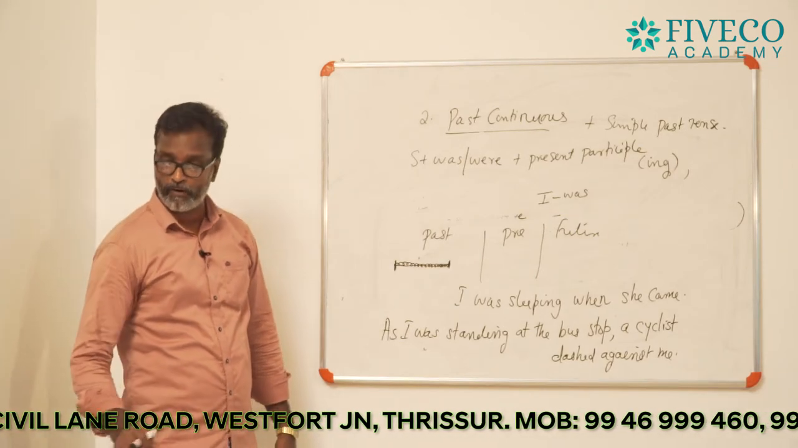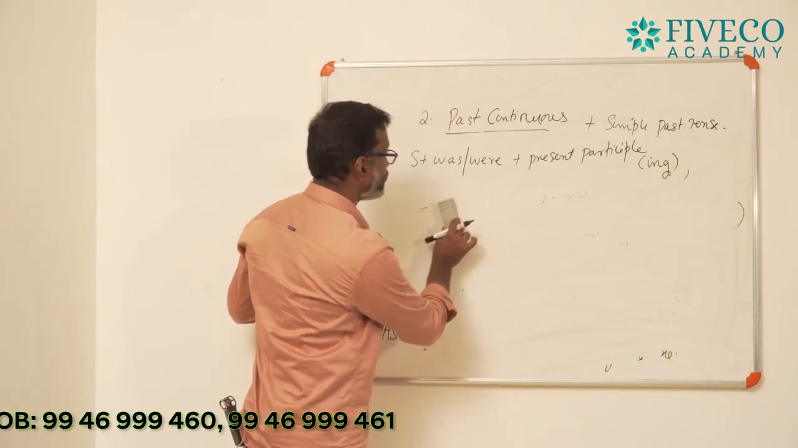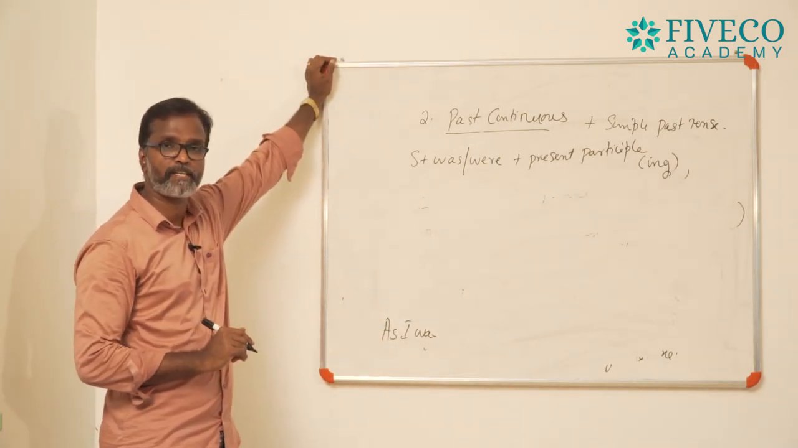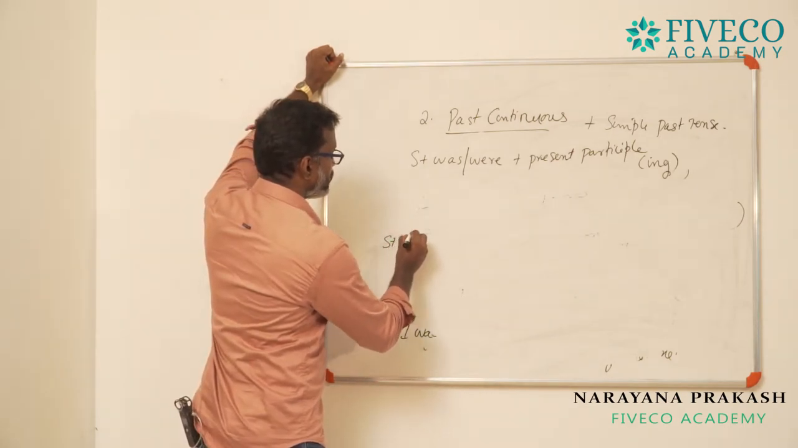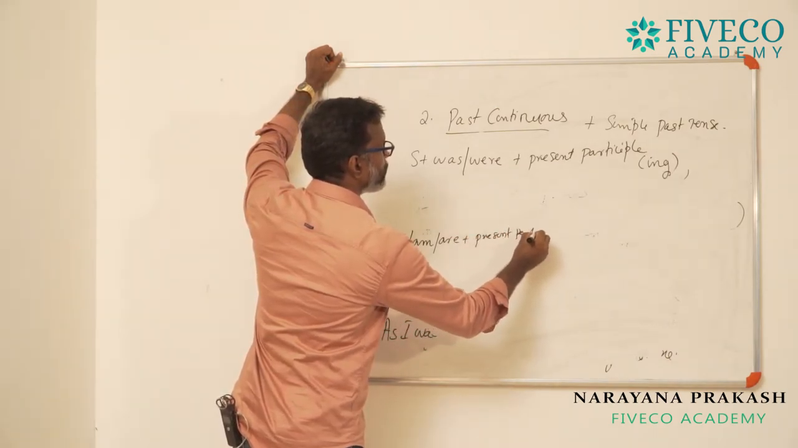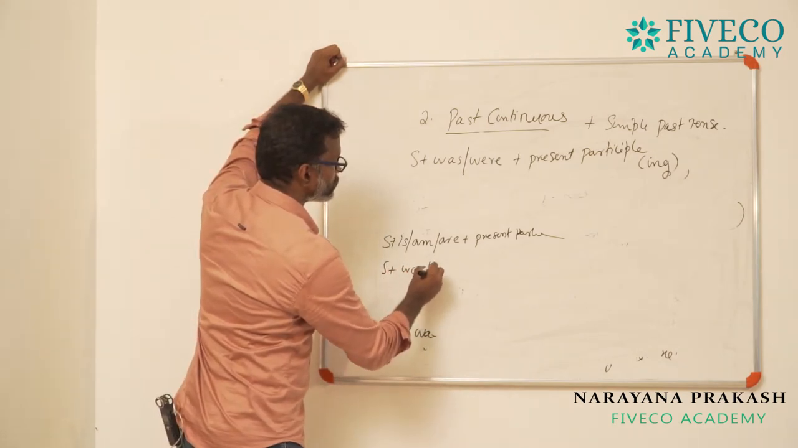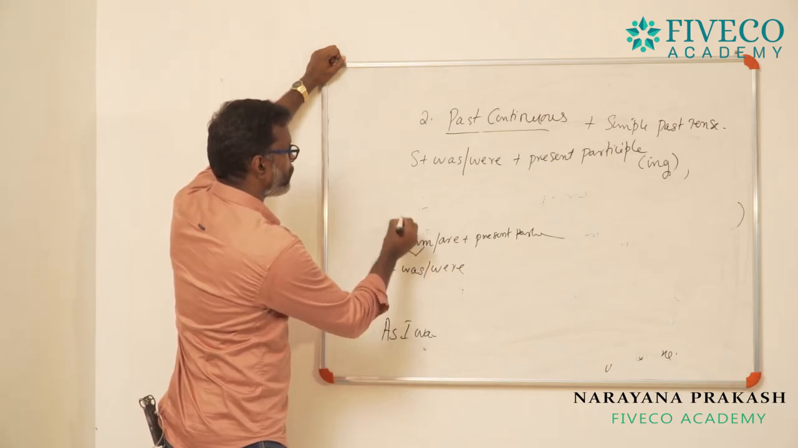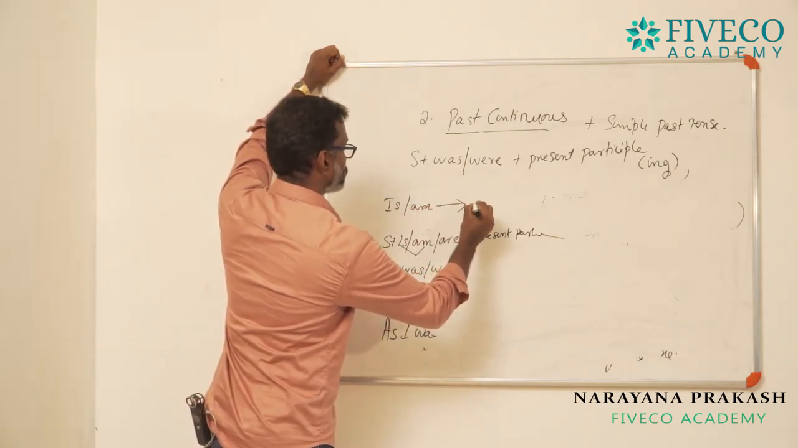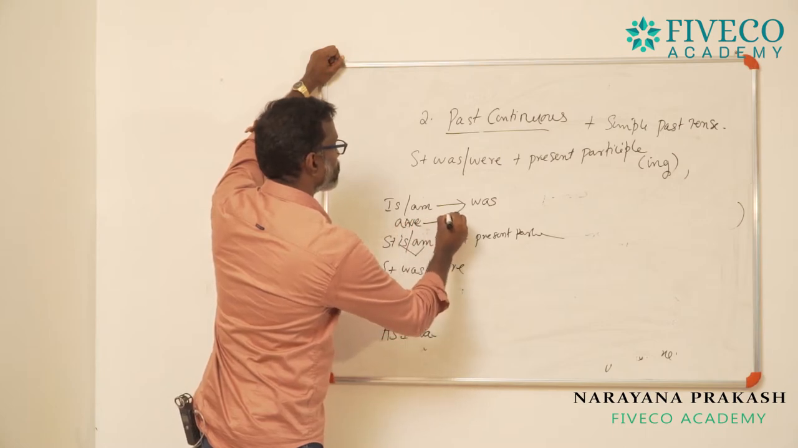And there is one more condition. Do you know the difference between present continuous and past continuous? What is the formula of present continuous? Subject plus is, am, are plus present participle. And when you come to past continuous, what is happening? Subject plus was or were. The past form of is or am is was. And the past form of are is were.